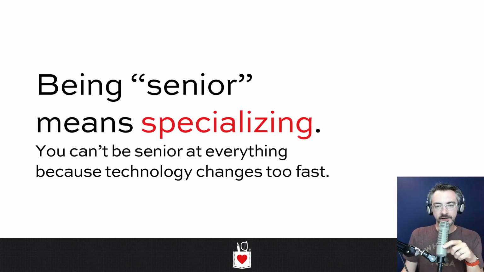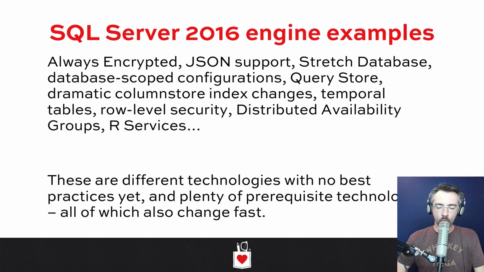But things are going to be different when you become a senior. When you become a senior, that means you have to specialize. Because what comes out in just one version of SQL Server is staggering. SQL Server 2016 brought us Always Encrypted, JSON, Stretch Database, database scoped config, so you can set max DOP at the database level. Same thing with parameter sniffing and query optimizer hotfixes. Query Store, huge changes to the way columnstore works, temporal tables, row-level security, all kinds of stuff. All of these were brand new in SQL Server 2016.